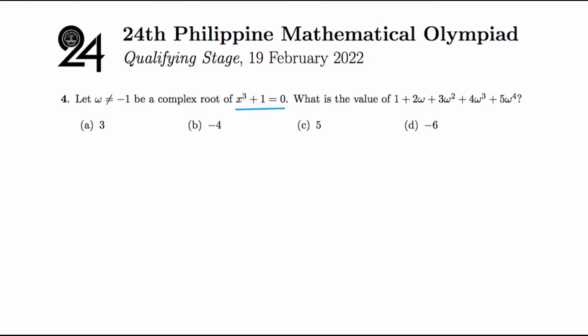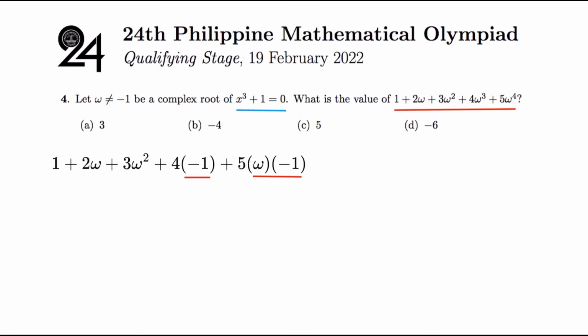Now we can do some algebraic manipulation here because we know that omega is a root of this equation. So I could substitute omega in and it should be correct since it's a root to the equation. So omega cubed plus 1 would be equal to 0, and that's going to give me a nice omega cubed equal to negative 1. That's going to allow me to simplify the 4 omega cubed and the 5 omega to the 4th, which is pretty good.